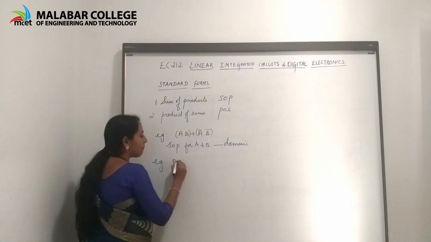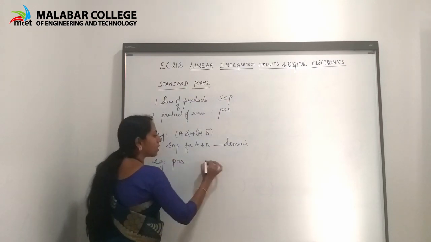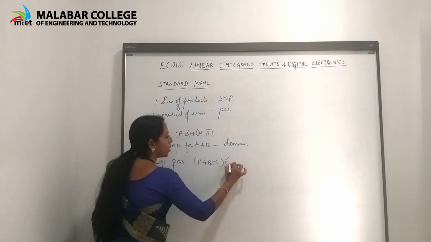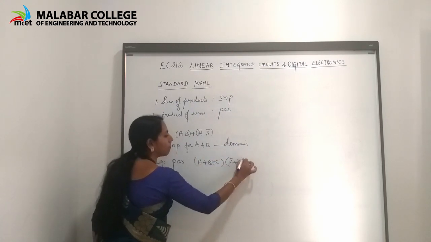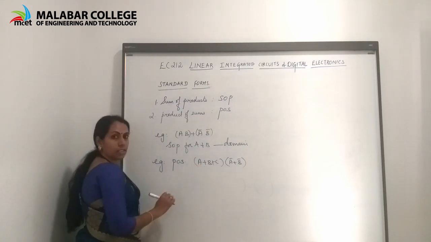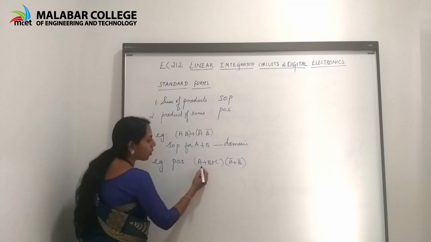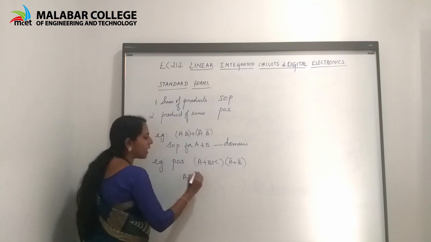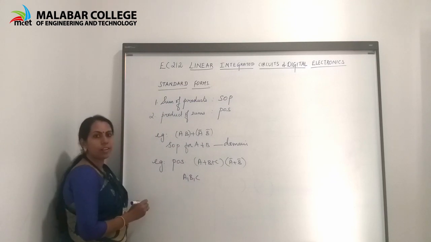Similarly, for product of sums, we can write A plus B plus C into A bar plus B bar. This is an example for product of sums. So here the variables, the domain, A, B, C are the domain of this particular form.